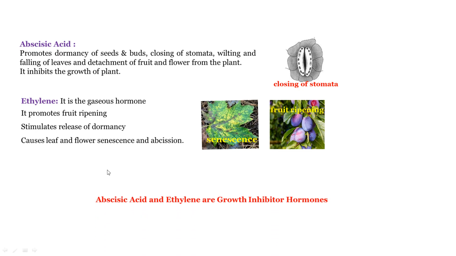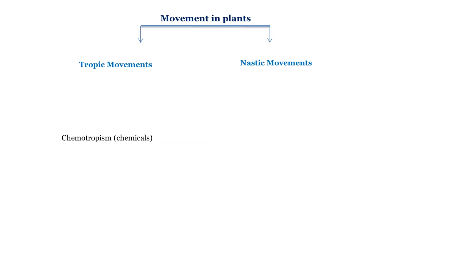So these two hormones, abscisic acid and ethylene, are growth inhibitor hormones. They stop growth. They don't help in growing, or they don't move the activity towards the growth. So now coming on to the movements in plant, those were the hormones that help in various functions and activities.